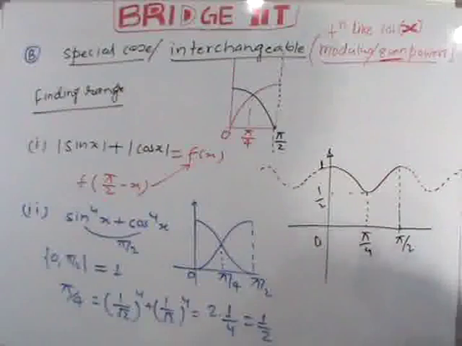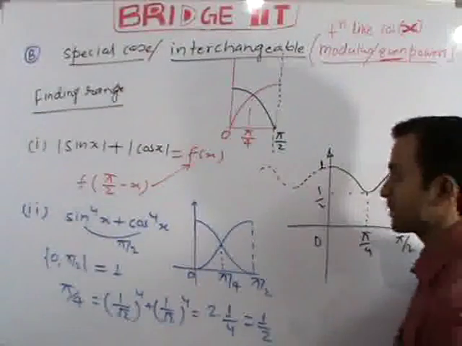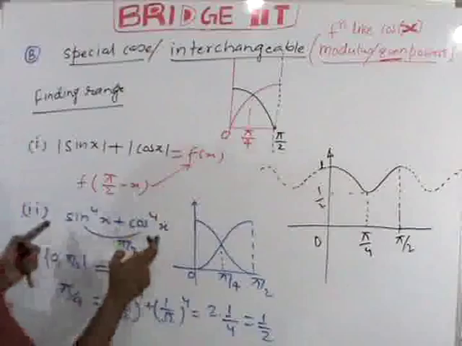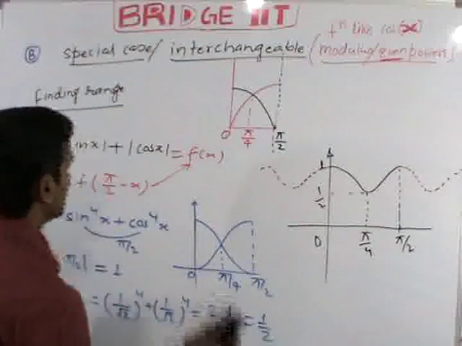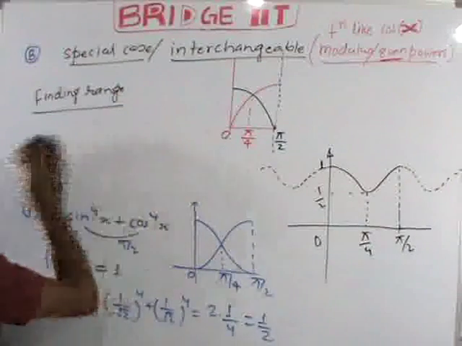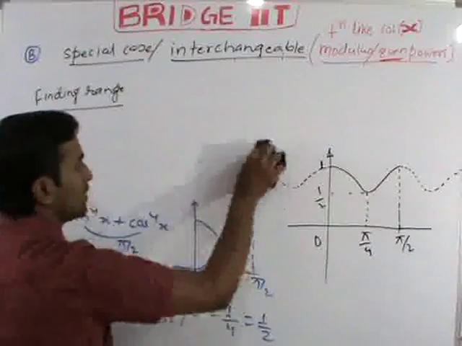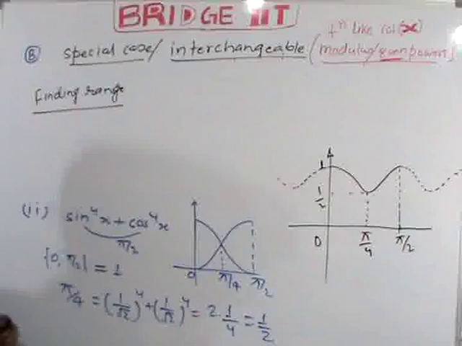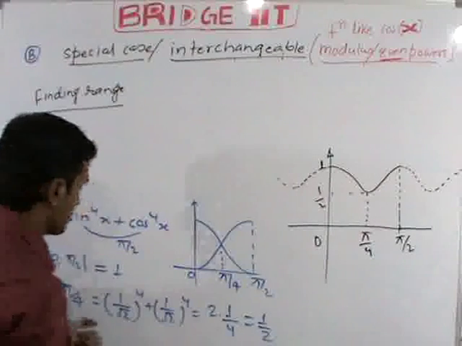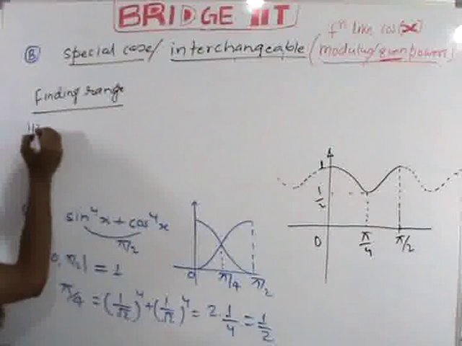Now it's okay. Again the same thing is applied here. This function is symmetrical about x equal to pi by 4. So this is again a case of symmetry. I'll take one more example. This is a very important approach. Without doing anything you can get the range based on some fact.